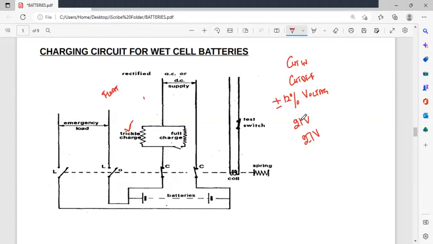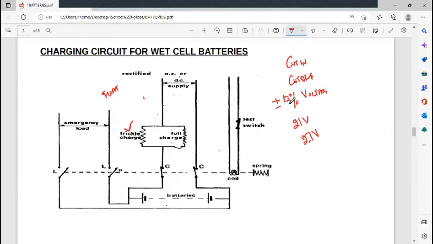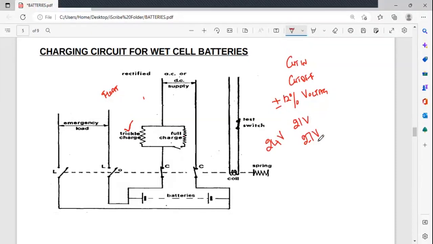So it should not go greater than plus or minus 12% of the rated voltage. And what is the rated voltage? 24 volts. So it shouldn't fall less than 21 volts. It shouldn't go greater than 27 volts. And who is going to do that? This particular battery charger. So it will cut in at 21 volts. It will cut off at 27 volts. So that is what is called float charge.